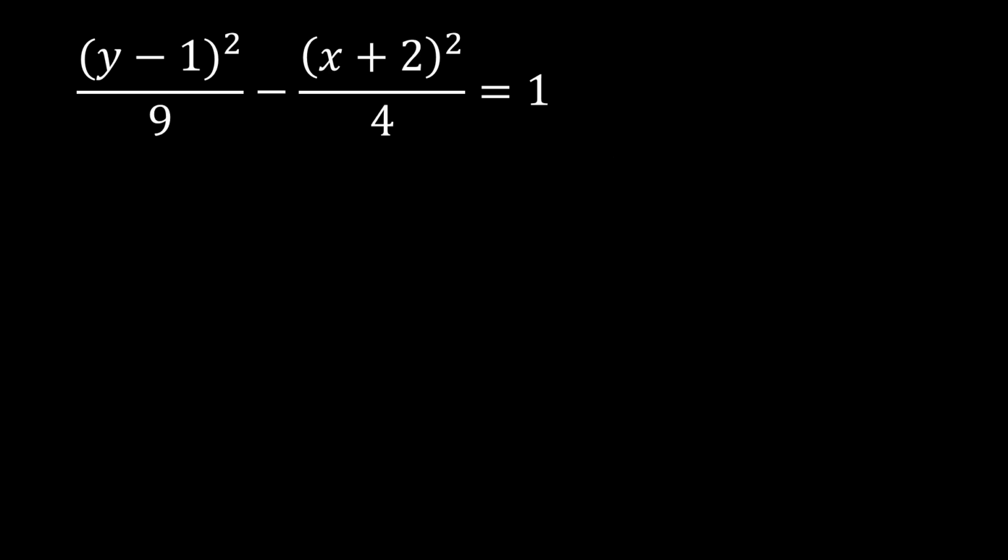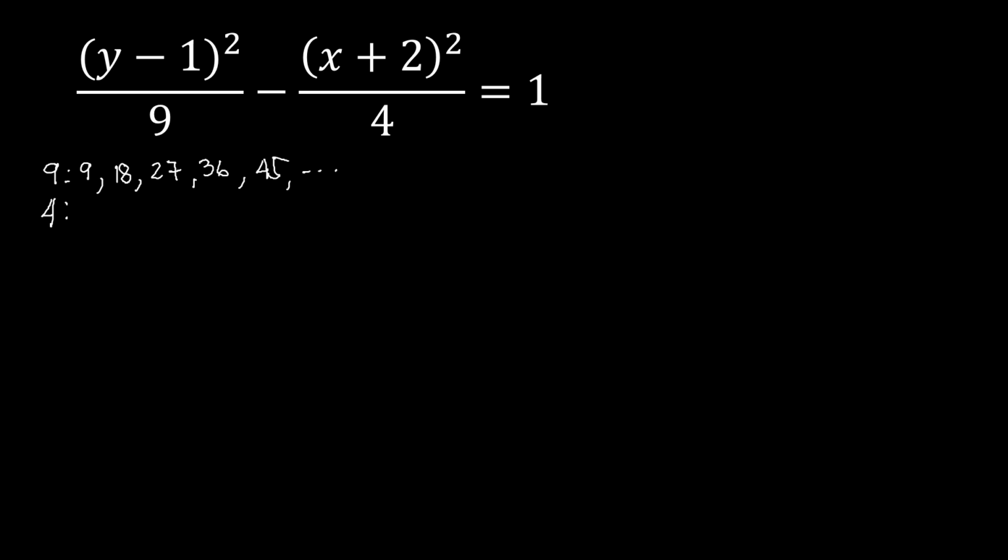So let's go to the next problem. We have here (y minus 1) squared over 9 minus (x plus 2) squared over 4 equal to 1. So again, we are going to look for the LCD, starting off with the number 9 and then the number 4. So we do the skip counting. We have 9 and then 18, 27, 36, and then 45, and so on.